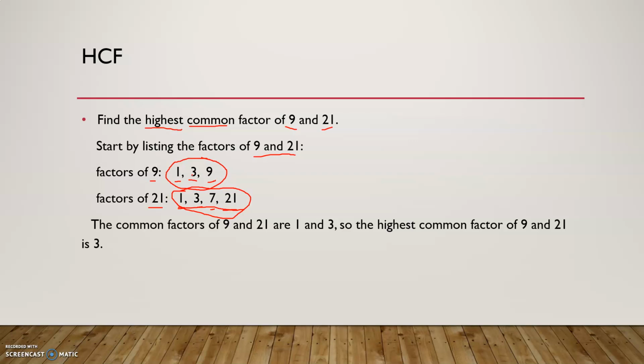So if we look at 3, which is the next highest, we have 3 here and 3 here as well. So hence 3 is a common factor. So 3 is our highest common factor. The common factors of 9 and 21 are 1 and 3, so the highest common factor of 9 and 21 is 3. Okay, so 3 is our answer.